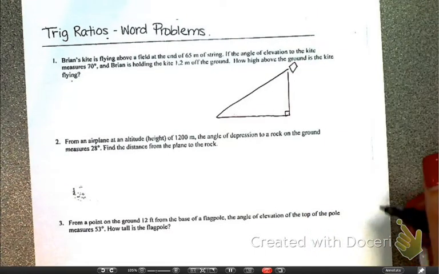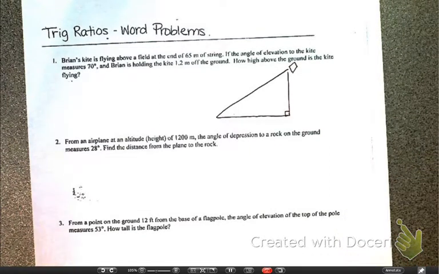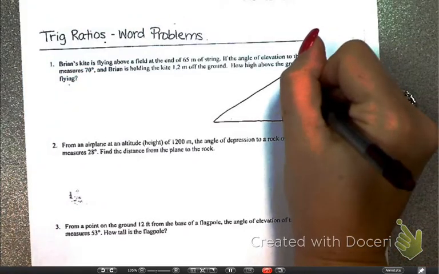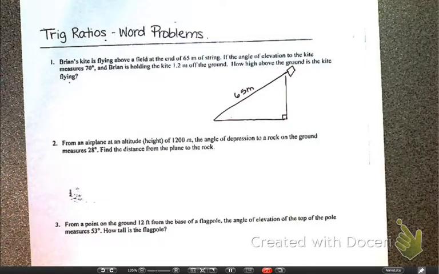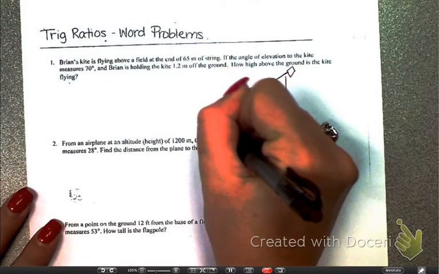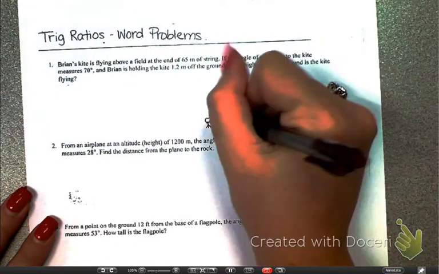Now, has anyone flown a kite before? Yeah? No. Okay, when you're flying a kite, are you standing like this and your kite's straight up and down vertically, or is it at an angle? It's at an angle. So this is my string that is 65 meters. When you hold a kite, you technically have to run with it, but the string is at an angle. If you were standing down here, so this is you holding the string, the angle of elevation is 70 degrees.